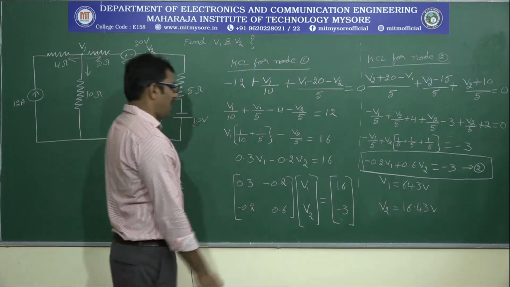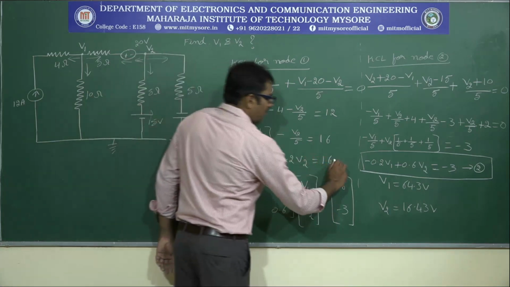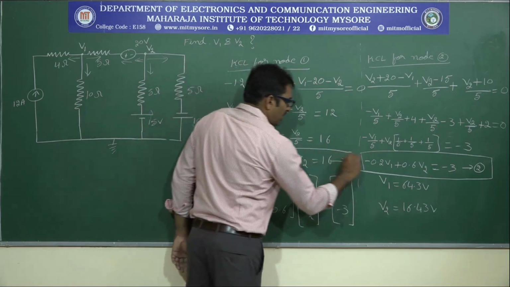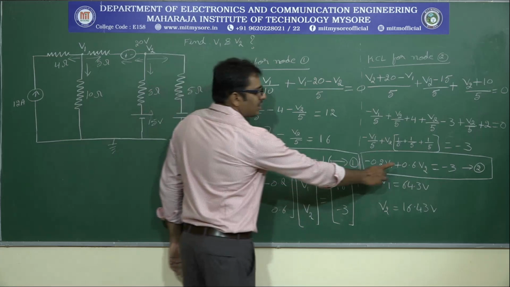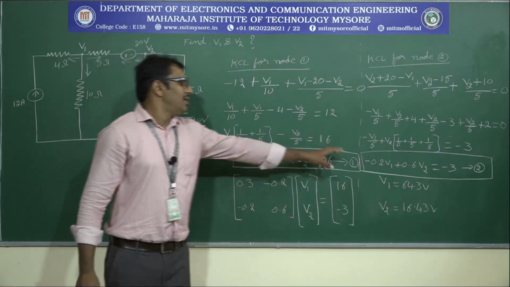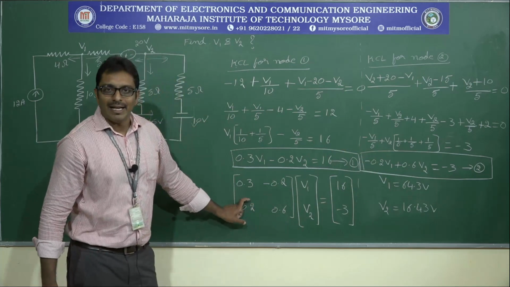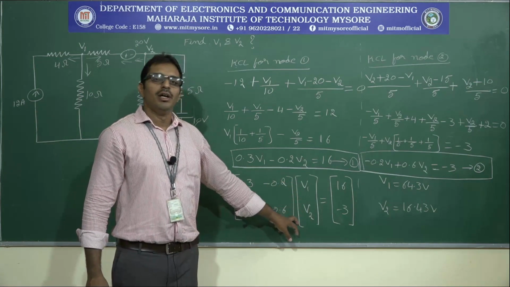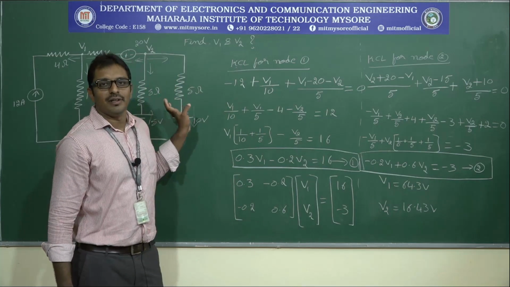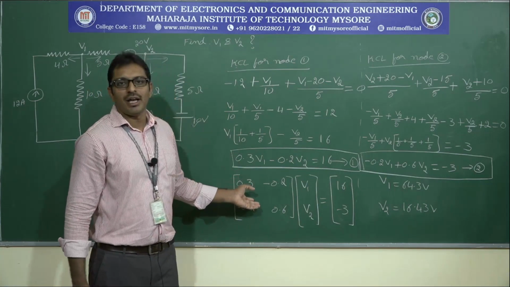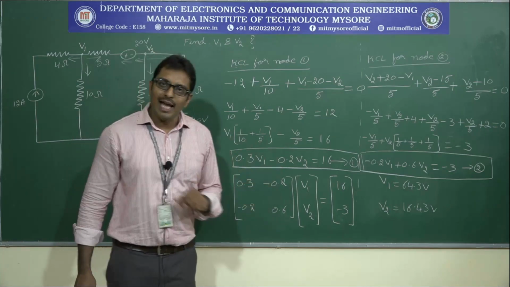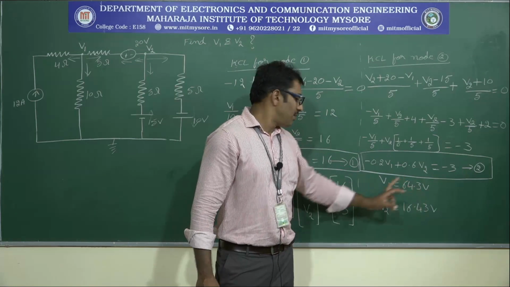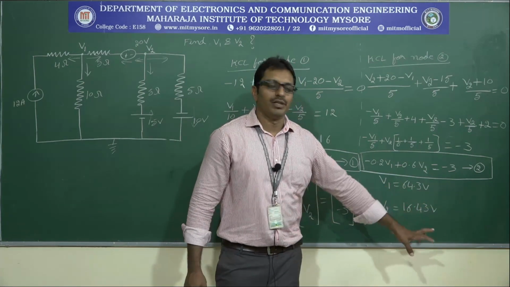Right now, both the equations are available. Let me call them equation number 1 and equation number 2. And write these two equations in matrix form, because there are two equations with two variables V1 and V2. Because this is a DC circuit, we can easily solve these two simultaneous equations by using a calculator. And what is the value of V1? 64.3 volts and V2 is 16.43.